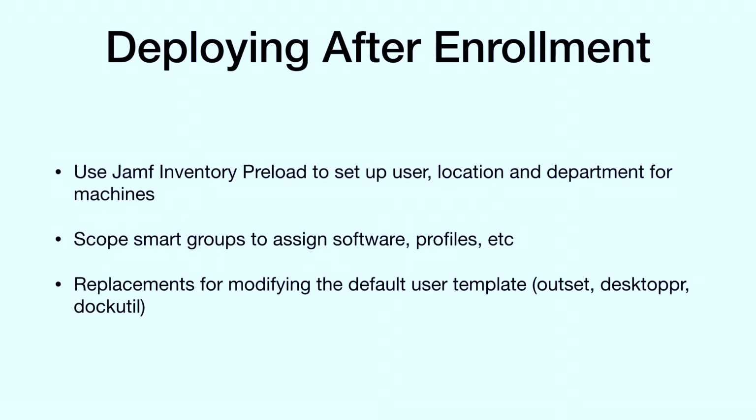After you're enrolled, we're going to use Jamf inventory preload to set up users, locations, and departments for machines. We scope smart groups to automatically assign software and profiles based on the locations, the users, the departments. And we replace some of the things that we used to do to modify the default user template. I have been told that some people have successfully modified the default user template in Mojave. I have not had very much luck with that at all. So in an effort to avoid that, I used some tools like Outset, Desktopper, and DockUtil to give some basic settings to every user who logs in.